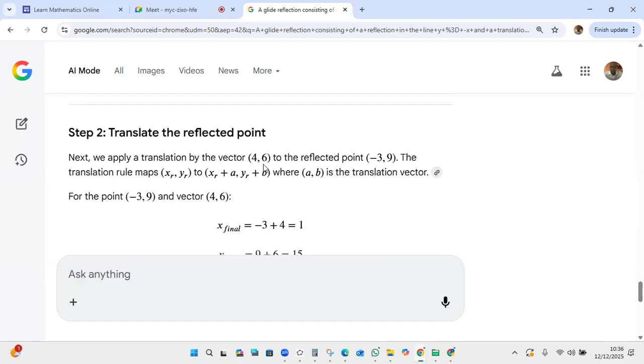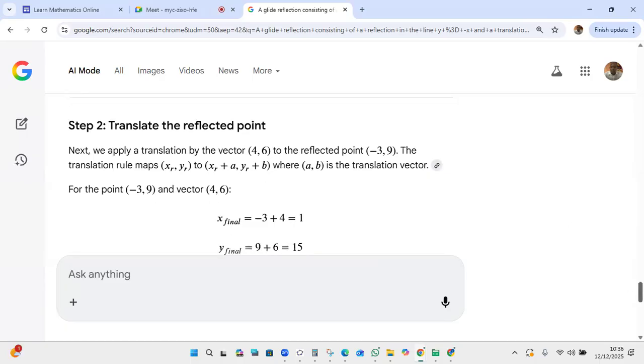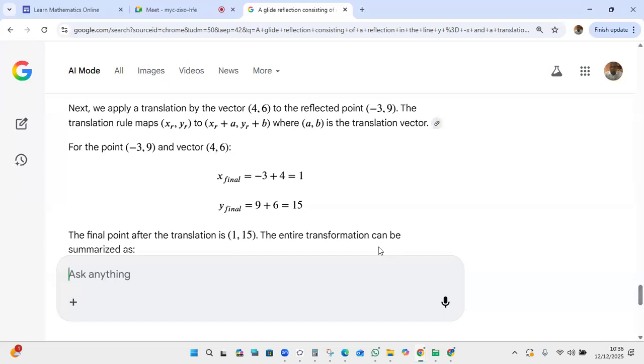So what is going to happen? We have to add 4 to -3. So -3 plus 4 becomes 1. And we have to add 6 to 9. So 6 plus 9 becomes 15. Okay? So the final point after the translation is 1,15. And always remember, when you're looking at videos, always pause and participate in the video.